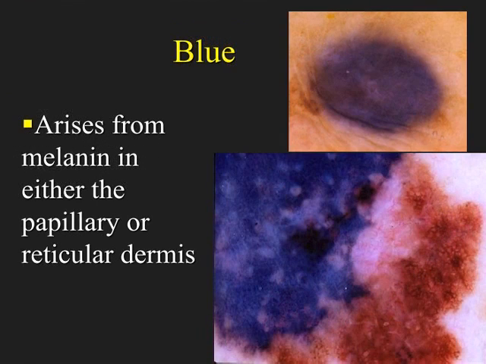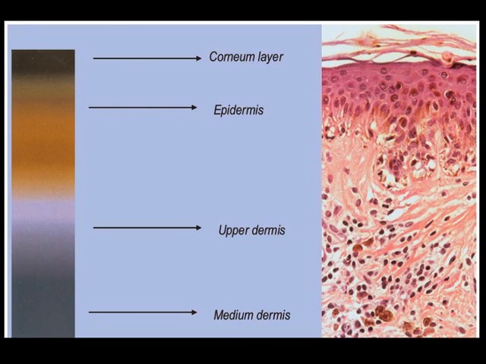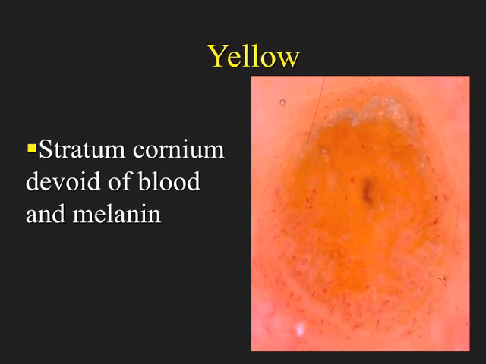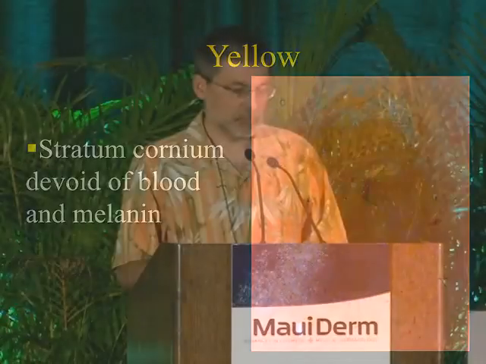Blue represents melanin in the deep dermis. And again, why do you see it as blue? It has to do with the Tyndall effect, which I'm sure all of you are aware of. So the same melanin sitting down here will appear blue, and sitting up here will appear more brown and black in color. Yellow is stratum corneum devoid of blood and melanin. And yellow becomes an important color when you're trying to diagnose a squamous cell carcinoma, because it's a keratinizing tumor.